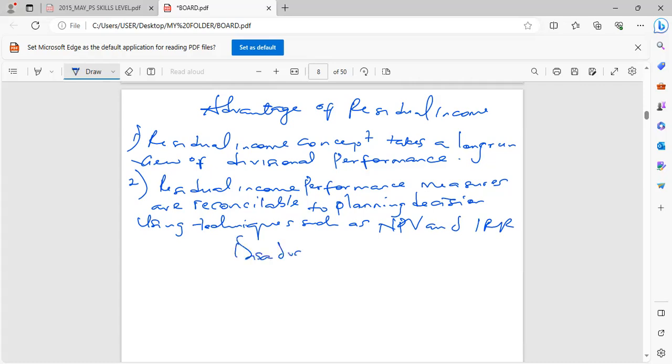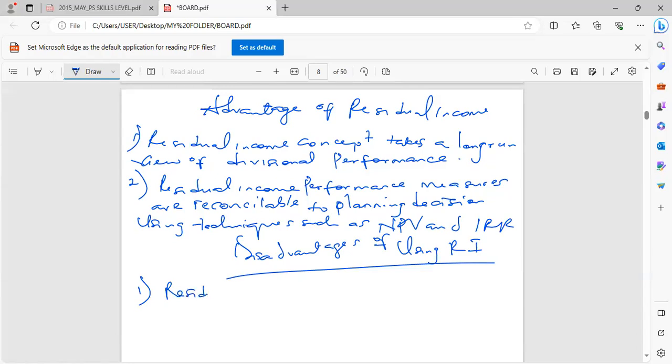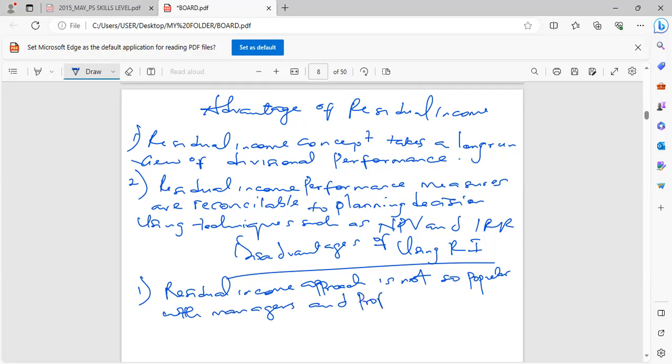Disadvantages of using residual income. One, the residual income approach is not so popular with managers and professional accountants in practice.